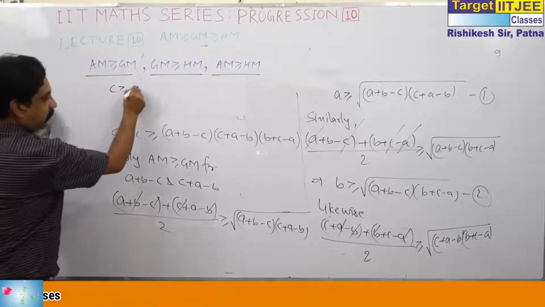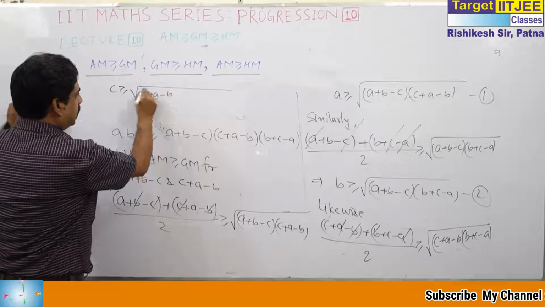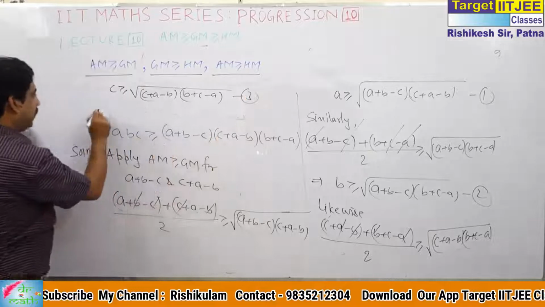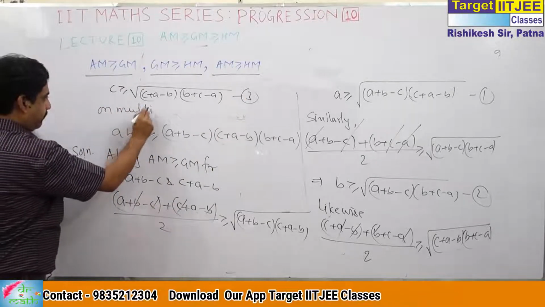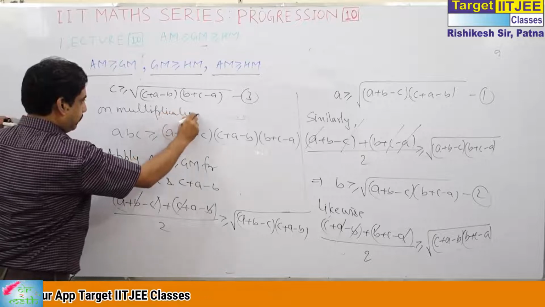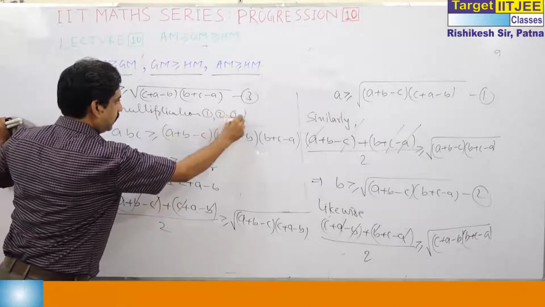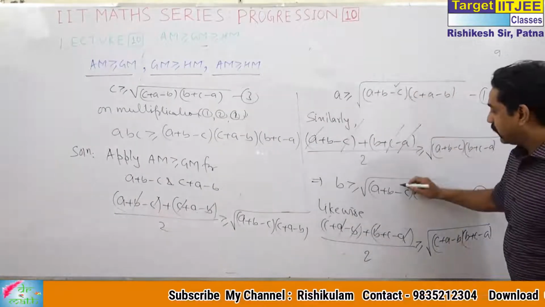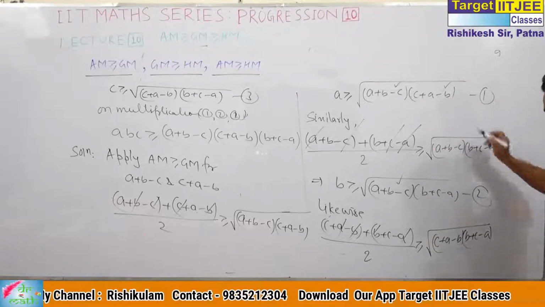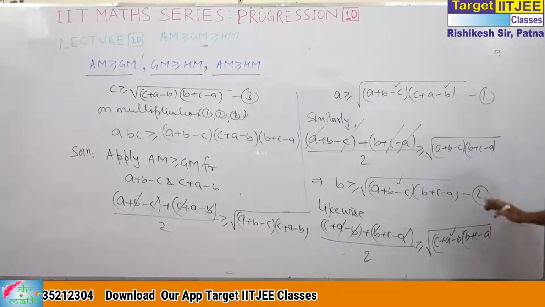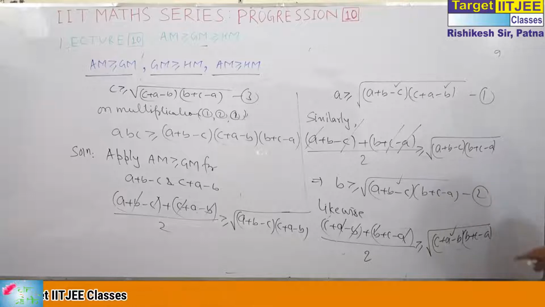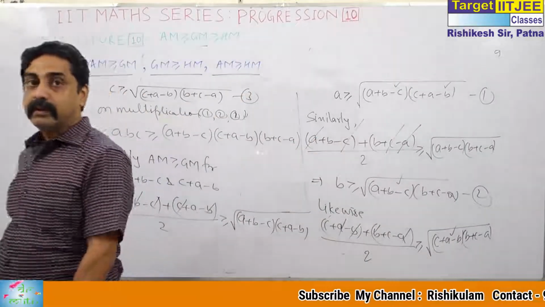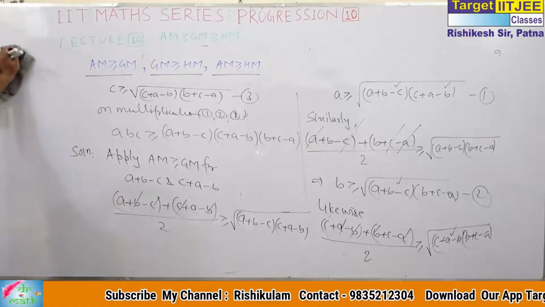We get C greater than or equal to C plus A minus B into B plus C minus A. On multiplication of 1, 2 and 3, we get A, B, C. When we multiply, 2 are equal. This and this are equal, so the square root is removed. This and this are equal, so the square root is removed. And the third one, this and this are equal, so the square root is removed. We get the result. So it's the idea. This is a typical one.